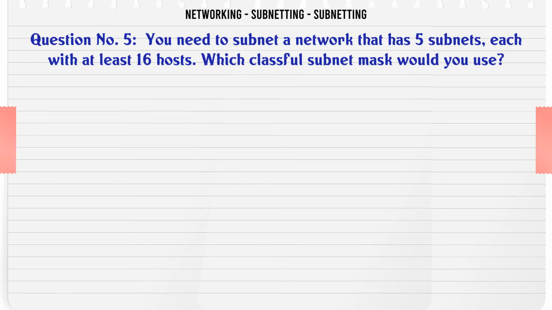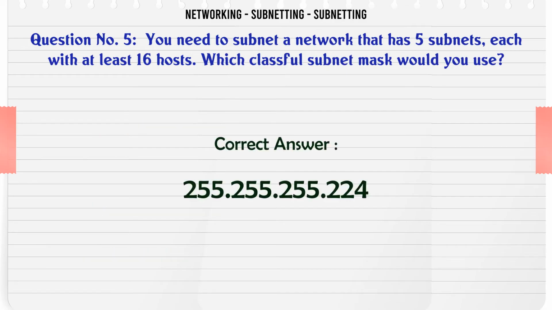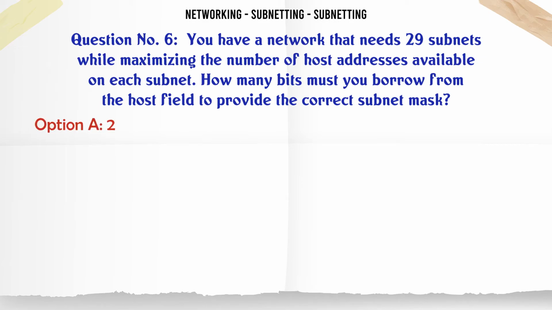You need to subnet a network that has 5 subnets, each with at least 16 hosts. Which classful subnet mask would you use? A. 255.255.255.192, B. 255.255.255.224, C. 255.255.255.240, D. 255.255.255.248. The correct answer is 255.255.255.224.